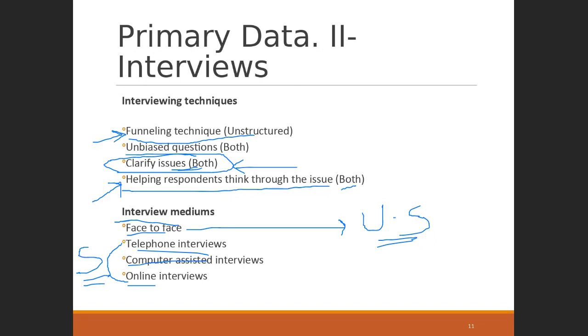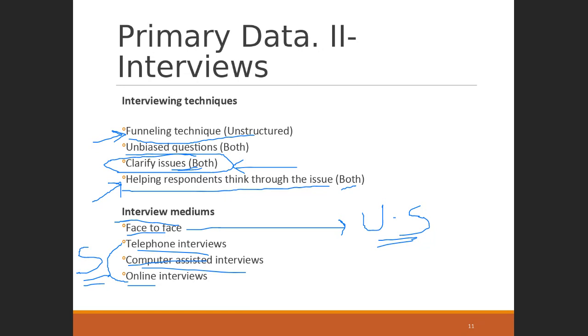Computer-assisted interviews are generally conducted through software where a predetermined set of questions is fed into the system. Mostly corporations or organizations use computer-assisted interviews when they want to know about the quality of their services, the quality of their product, and the perception of the customers. So mostly corporations utilize this technique. Okay, so this is about interviews.